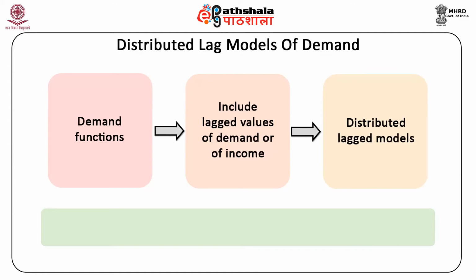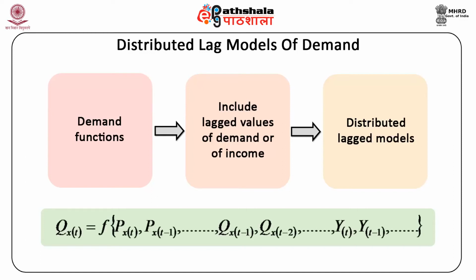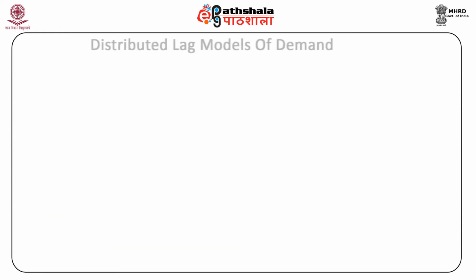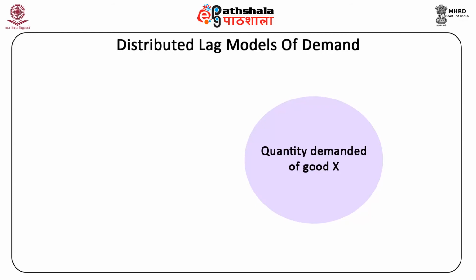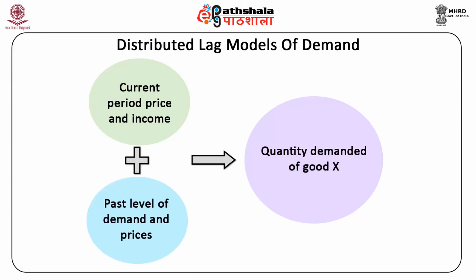The distributed lagged function can be expressed as Qx,t = f(Px,t, Px,t-1, and so on, Qx,t-1, Qx,t-2, and so on, Yt, Yt-1, and so on). Here, the quantity demanded of good X depends not only on the current period price and income, but also on past levels of demand and prices.